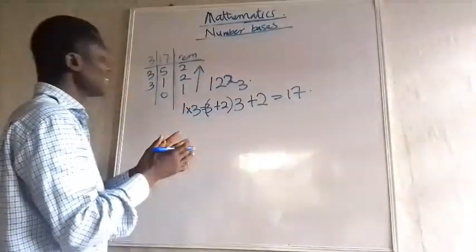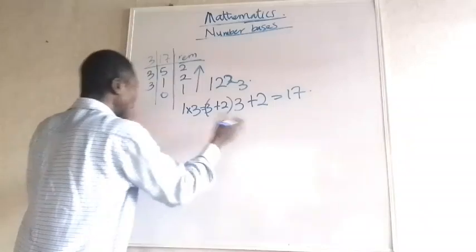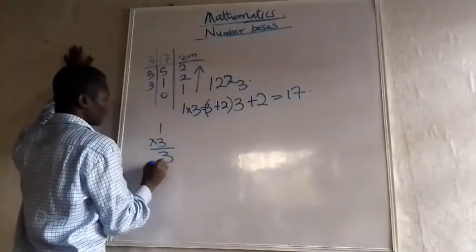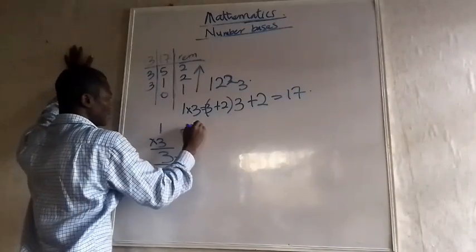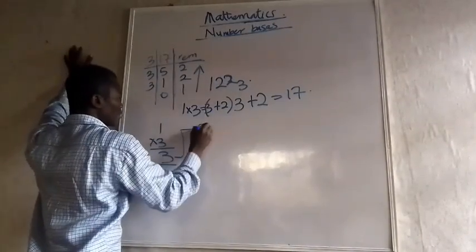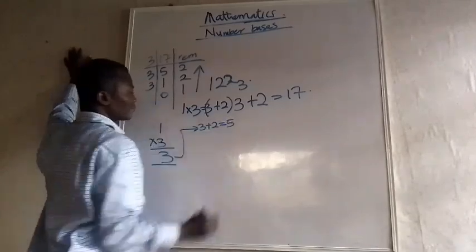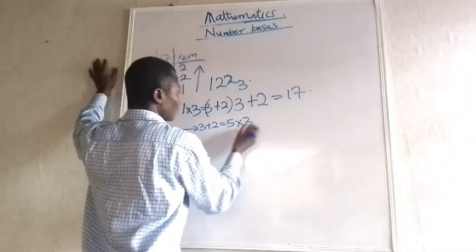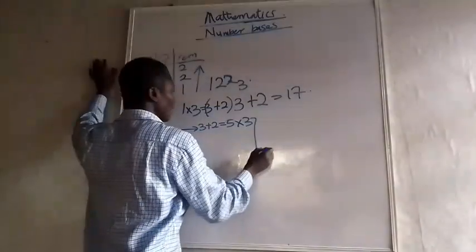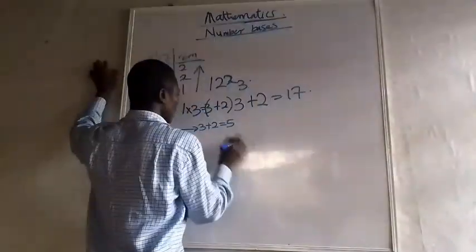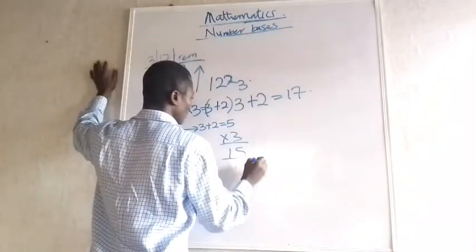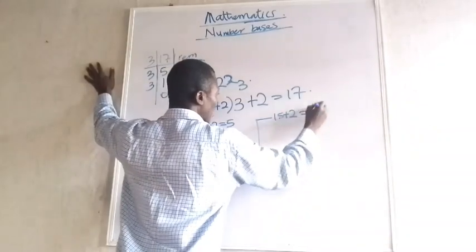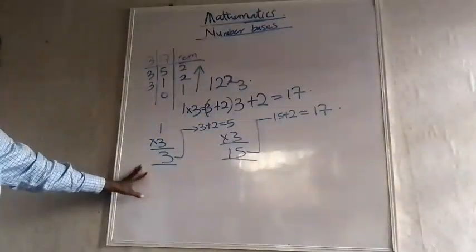Let me now represent it in a better diagrammatic format. I'm going to have 1 times 3, that gives me 3. Now I have 1 to 2. Now I will add this to this 2. It's going to be 3 plus 2, and that is 5. This 5 now, I will multiply by 3. I have 15. So this 15 now, I will add to 2. Can you see? So you can use this format as well. It's the same thing as the other one.